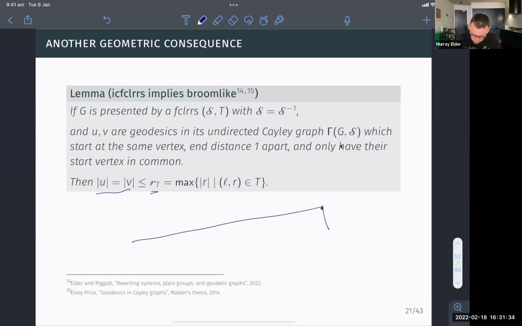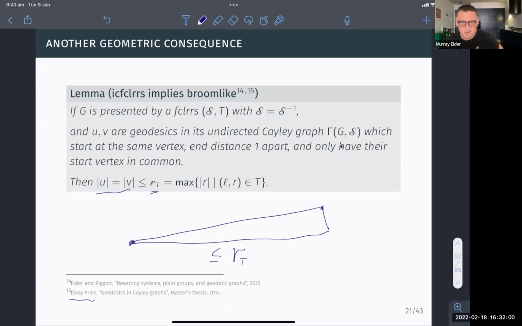So because you have to drop down straight away, you're actually going to drop down to the beginning of the word there. So that means that this is less than or equal to the maximum length of a right-hand side. So this observation was actually in Andrew Everly Price's master's thesis from Melbourne Uni when he was studying geodesics in Untitled Graphs. So it's a nice observation, and I gave you the proof, a bit hand waving.